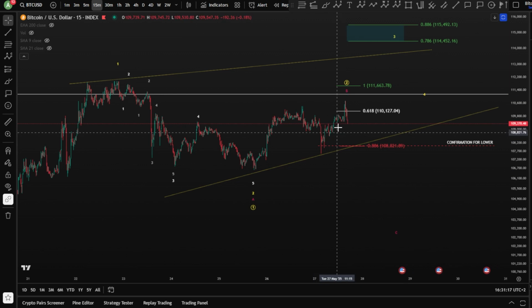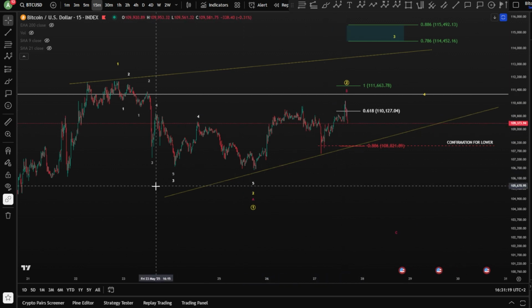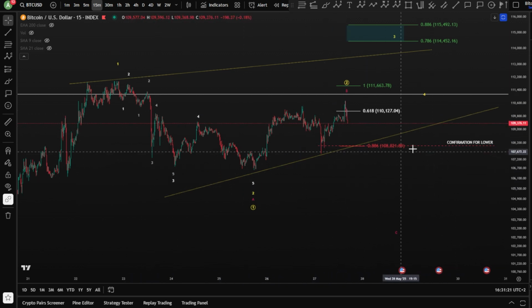All right, so we're gonna watch and see. Now we're dropping very fast. We're gonna see, of course, if we're gonna break this level.